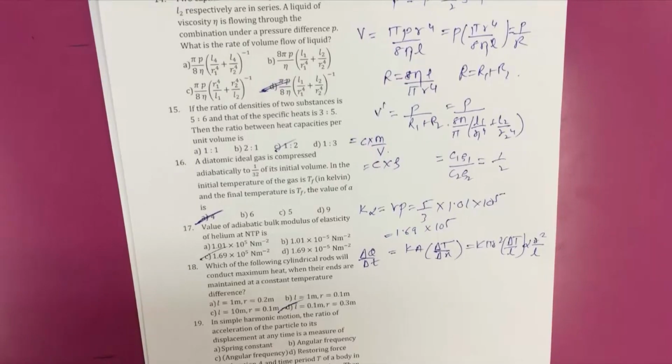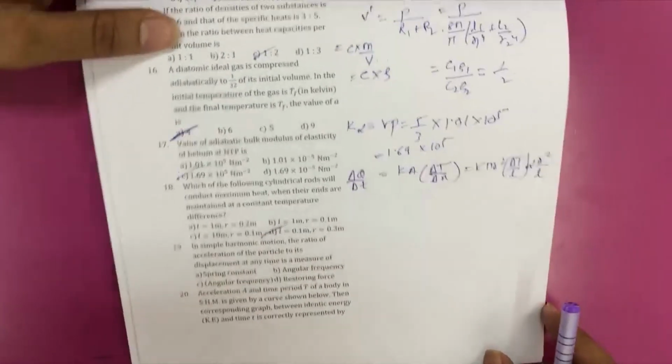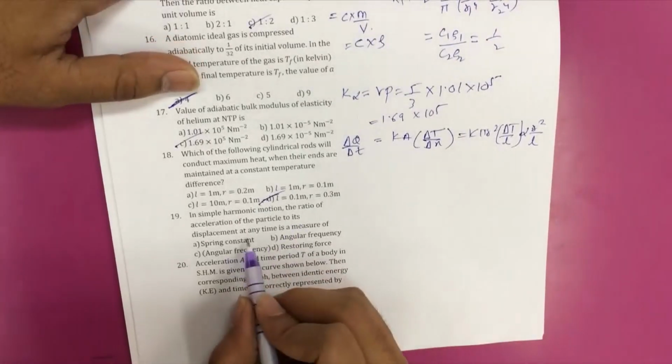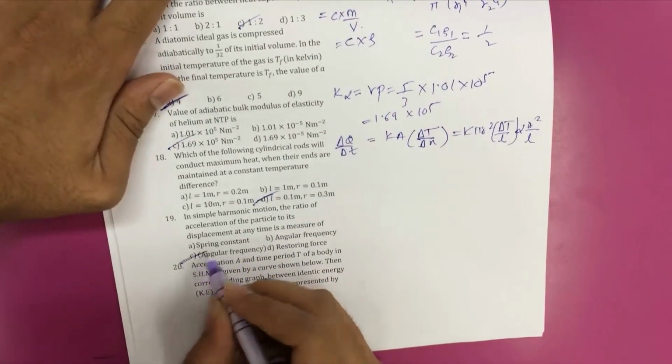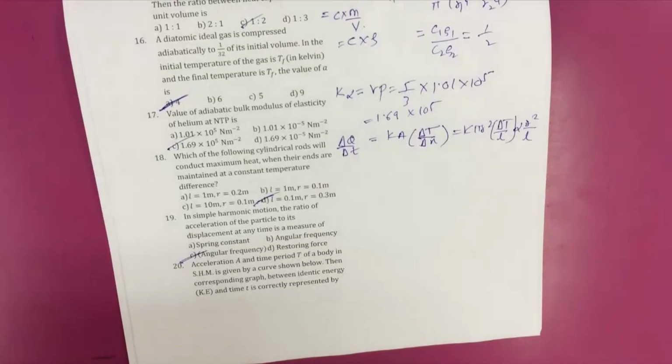Question 19. In simple harmonic motion, the ratio of acceleration of the particle to its displacement at any time is a measure of angular frequency. So option C.